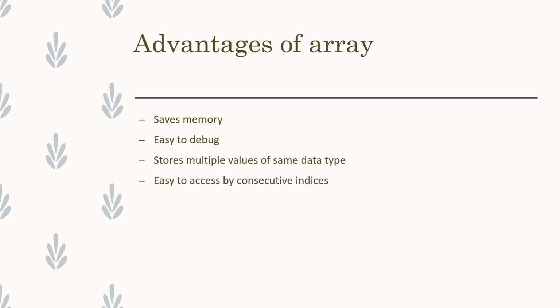So now let us see what the advantages of an array are. As we have seen, it saves memory because we do not need to write a lot of variables with their declaration and initialization part. We can mention just a simple array with its data type and mention the values in curly braces. It is easy to debug because it has contiguous memory locations in sequential memory blocks. It stores multiple values of the same data type, and it is easy to access by consecutive indices. If I have size 10, my indices are 0 to 9.